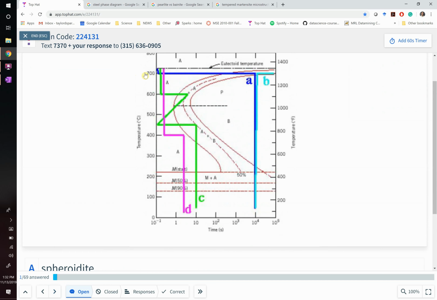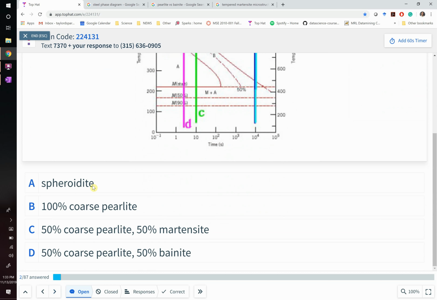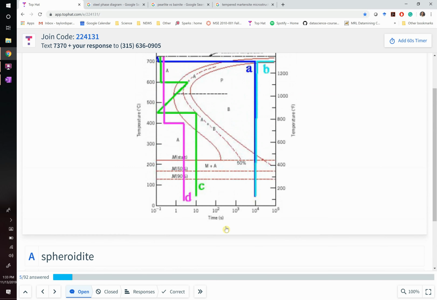That's the dark blue line. You basically cool it below the eutectoid temperature. You hold it for a very long time, and then you quench it. It looks like it doesn't get to that bottom line to me, right? And then you quench it. What structure do you end up with? Is it spheroidite? Is it 100% coarse pearlite? Is it 50% coarse pearlite, 50% martensite? Is it 50% coarse pearlite and 50% bainite? A, B, C, or D?